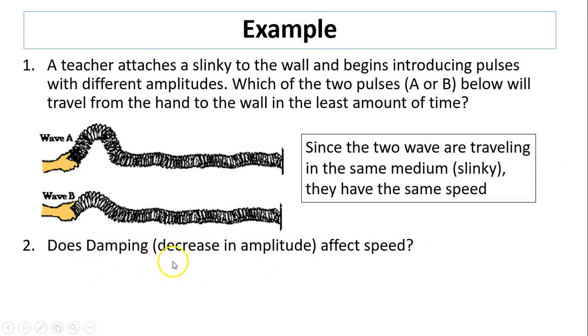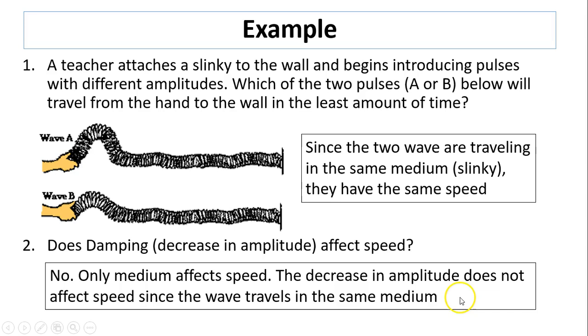Another example, does damping affect speed? Nothing affects speed except the medium. Damping is not changing the medium. Damping is a change of amplitude. So damping does not affect speed.